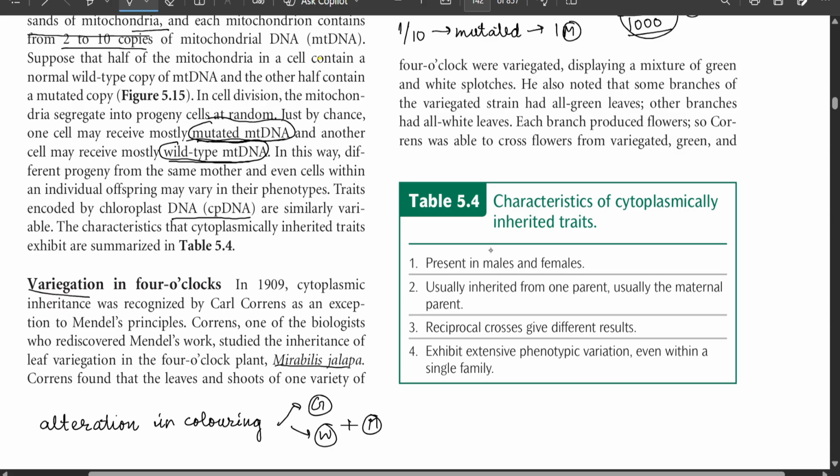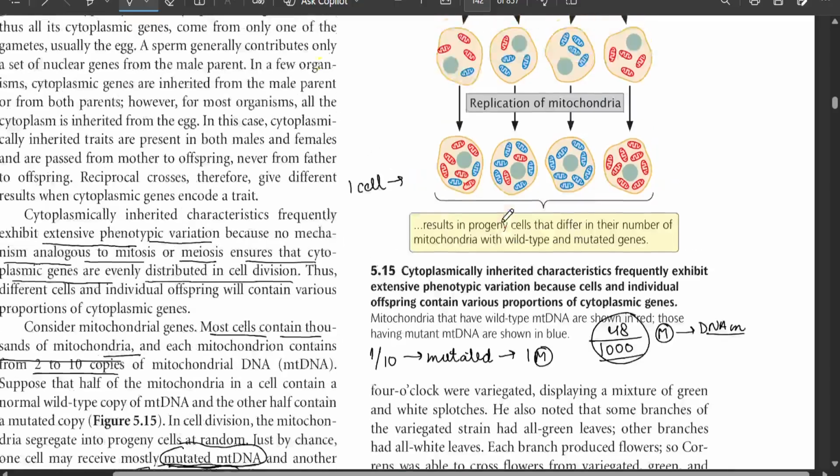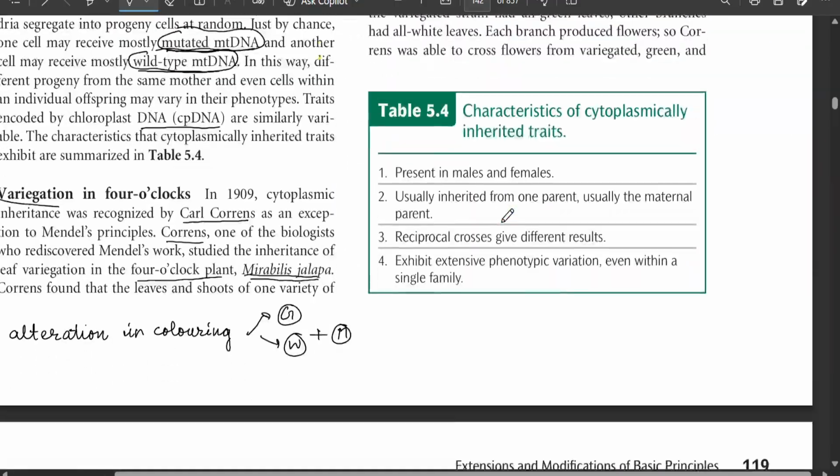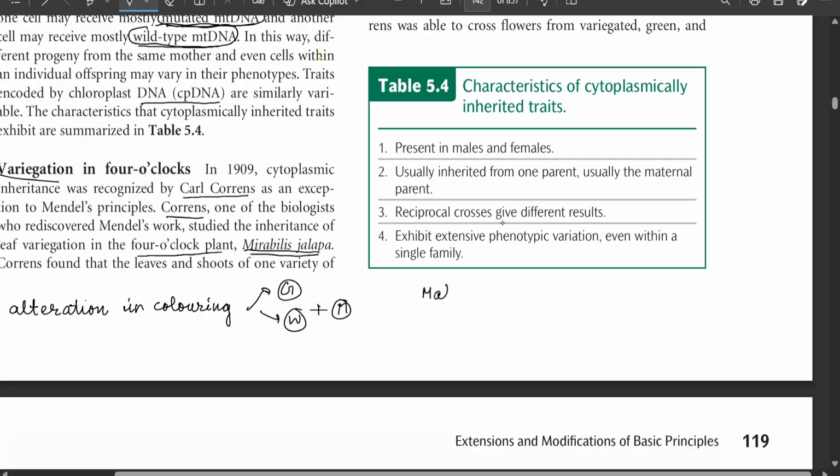So now here what happened is that there was a scientist whose name is Carl Correns. He worked upon the 4 o'clock plant, which is also referred to as Mirabilis jalapa. Now Correns found that when the maternal branch was crossed with the paternal branch, mainly the pollen grains from the paternal side, the nuclear genes of both of them were inherited into the progeny, but only the cytoplasmic genes from the maternal branches had been inherited into the developing progenies.